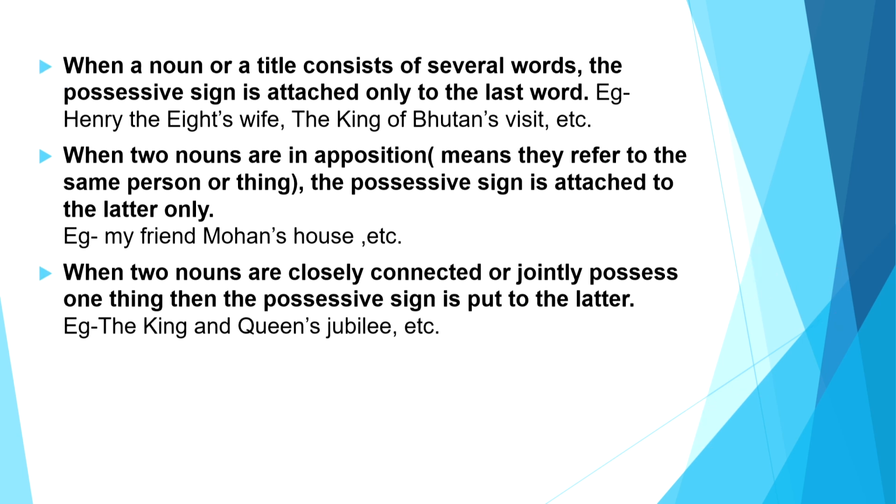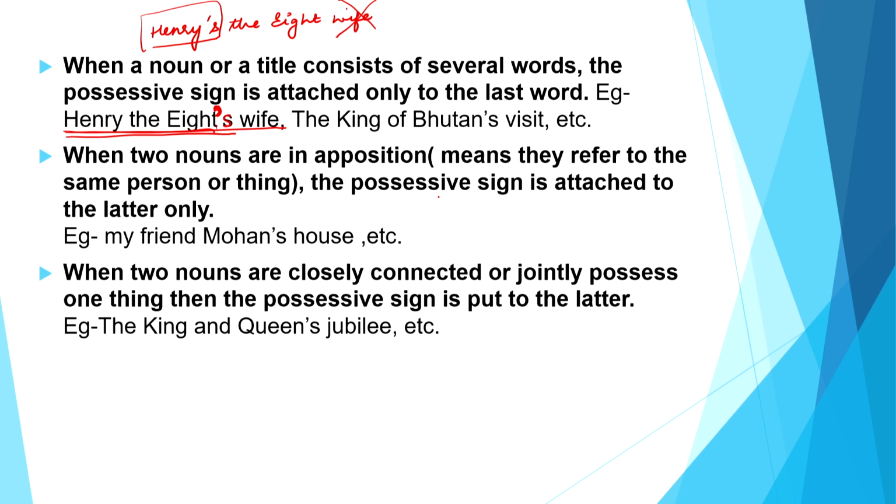Now, moving on, when a noun or a title consists of several words, the possessive sign is attached only to the last word. For example, in the sentence Henry VIII's wife, we will not add an apostrophe after Henry. Adding an apostrophe after Henry is totally wrong. In such cases, we add the apostrophe after the last word, because we are talking about the same person only, Henry VIII. So, the possessive sign will be attached to the last word.